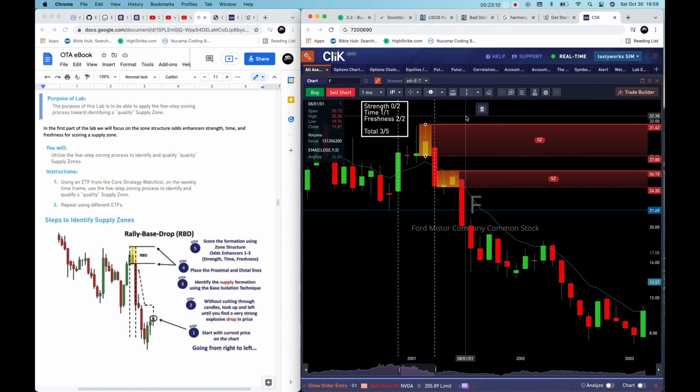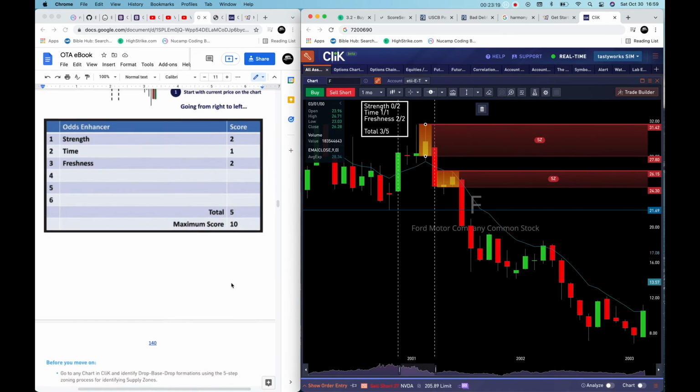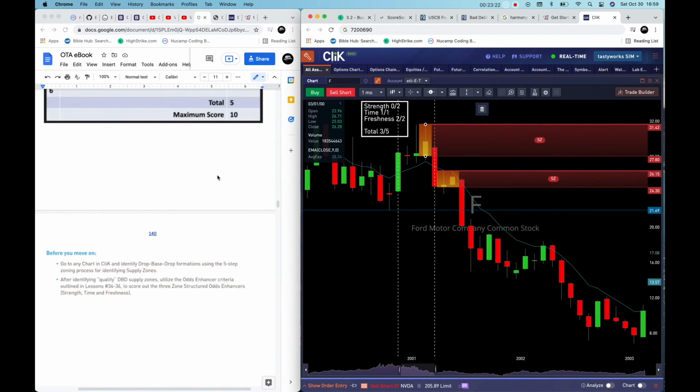So hopefully you were able to identify both those zones. If not, no worries. Go ahead and rewind the video and go through the lab a second time, at least until you've gotten it down and feel pretty comfortable with going through the zoning process for both supply zone formations, your drop base drop and your rally base drop. Get used to going through that 5-step zoning process. Get used to the 3-step process with isolating the base, and then get used to the process of scoring the zone for strength, time, and freshness.